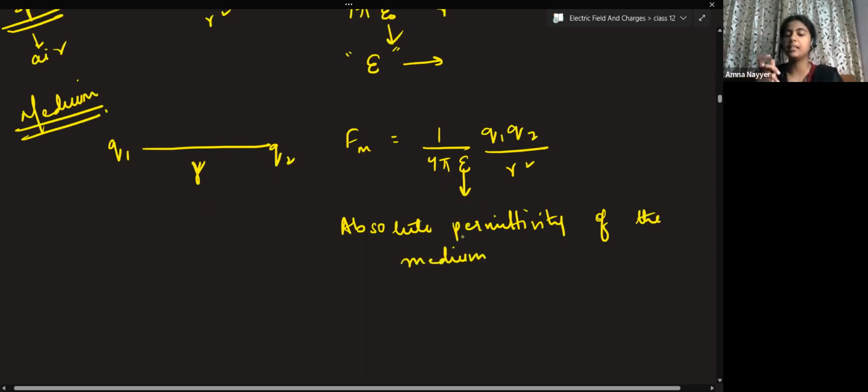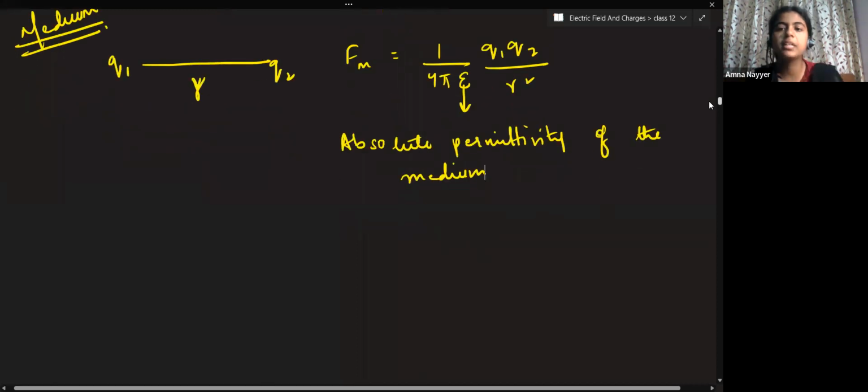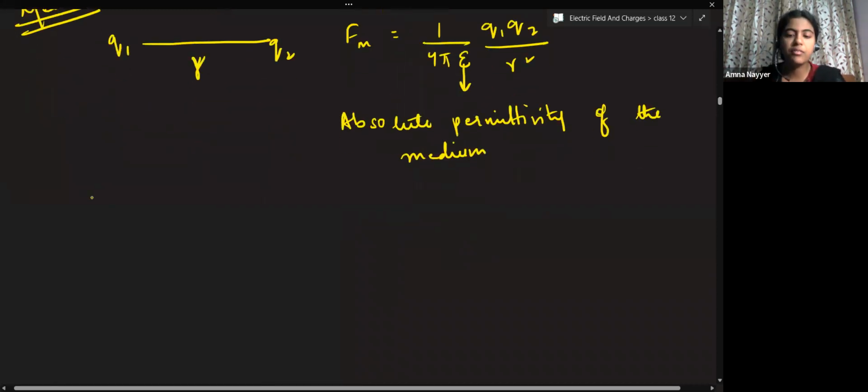Now epsilon and epsilon naught can be related. If you divide the absolute permittivity, epsilon, by the permittivity of free space, epsilon naught, you get this value, which you can write as epsilon R also, that denotes the relative permittivity of both the media.